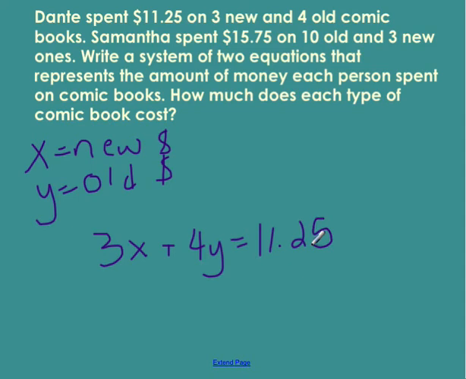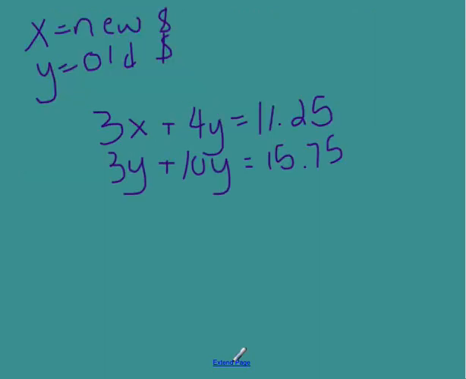Then it says he spent $15.75 on 10 old, so 10 Y, and 3 new, and that was equal to $15.75. So now we need to go ahead, oops, this should be X right here. We want to solve this by elimination because it's already in standard form.